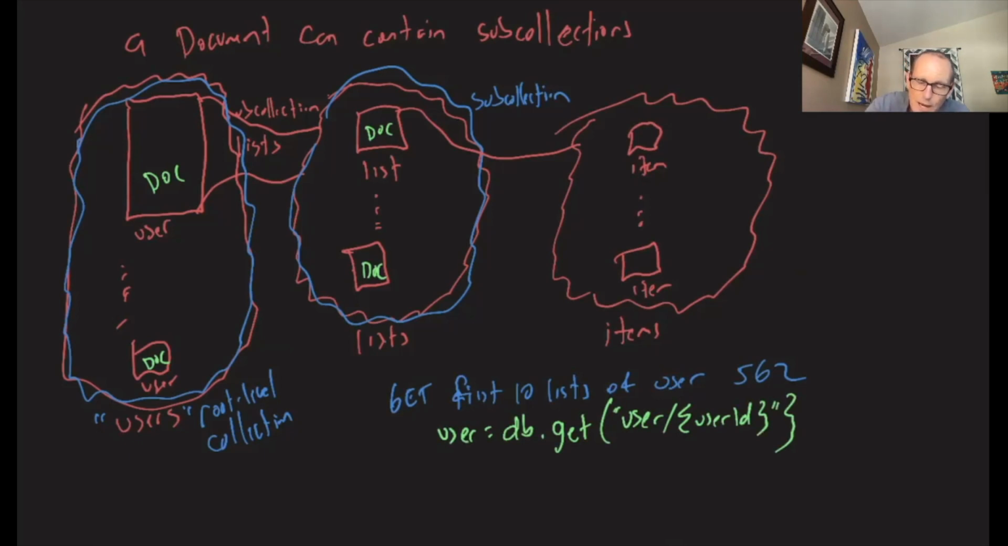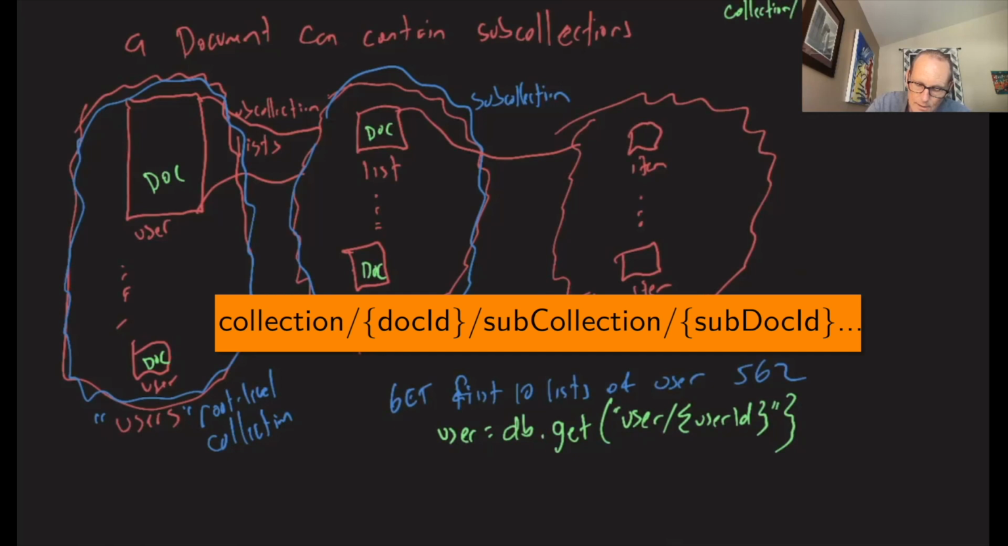So just as an aside, we can represent particular documents by looking at, let's say, collection, and then every document has an ID. So that's actually the way we can access. So we can look at collection, ID, subcollection, subcollection ID. Subcollection of that, its ID. So we always trade off between collection, document, collection, document, collection, document.